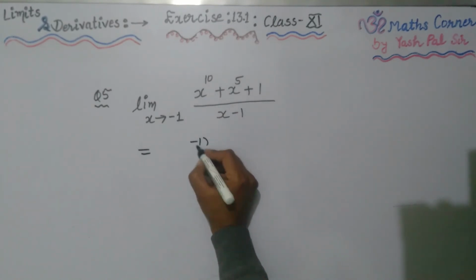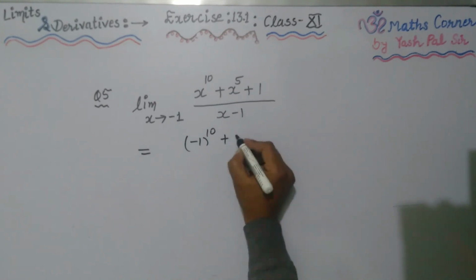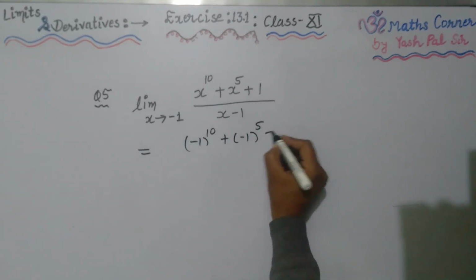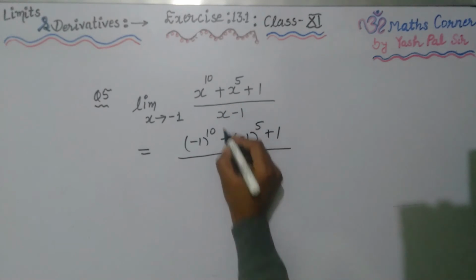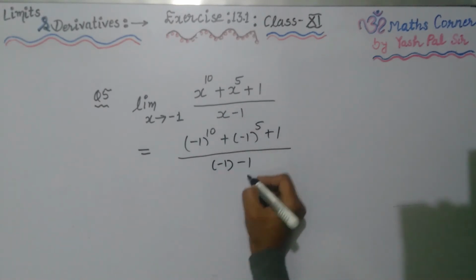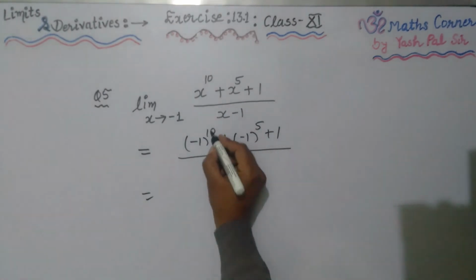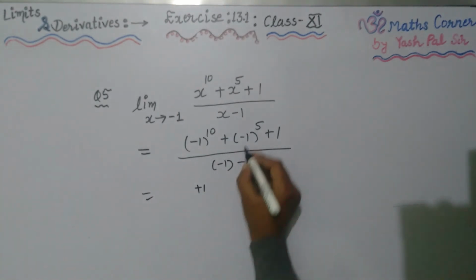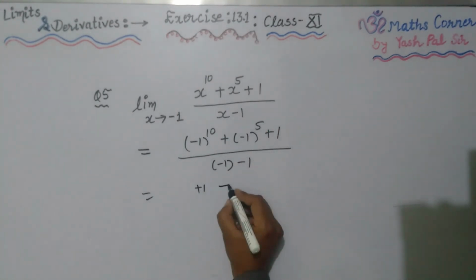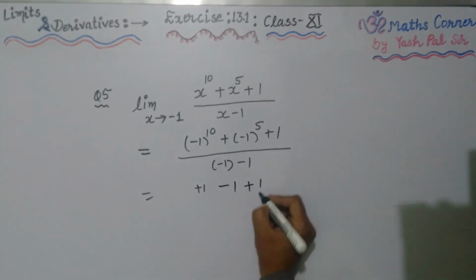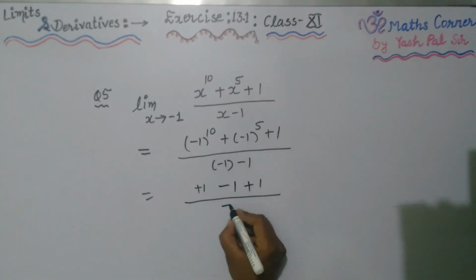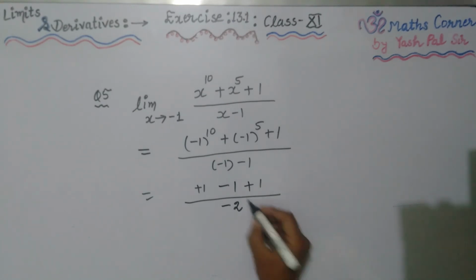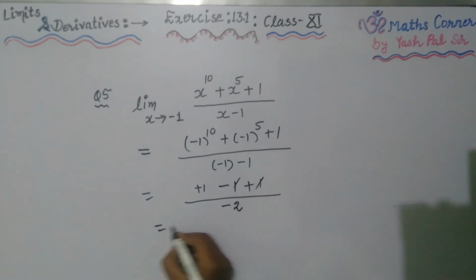So this becomes minus 1 raised to power 10 plus minus 1 raised to power 5 plus 1 divide, in place of x we put minus 1 minus 1. So this is equal to minus 1 raised to power 10 is plus 1, and here minus 1 raised to power 5 becomes minus 1. Last is plus 1, divide minus 1 becomes minus 2, right? So this plus minus cancelled, so we are left with minus 1 upon 2. So this minus 1 upon 2 is the limit of the given function.